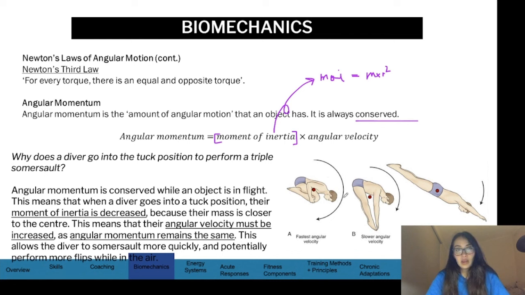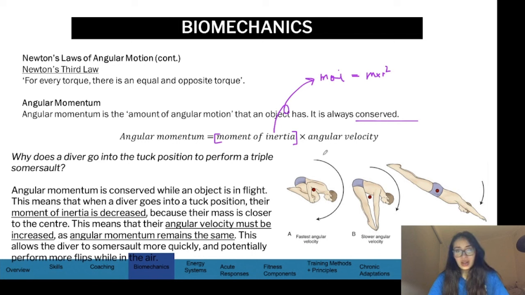So we're going to examine this. Say, for instance, a diver is diving off the high board and they want to do 5 somersaults in the air. Their problem is they only keep getting 3. They want to get to 5 and they keep getting only 3. And so what they need to do is increase the speed at which they spin through the air, right? We know the speed at which you spin through the air is angular velocity. That's the velocity at which you move in a rotational motion way, right?